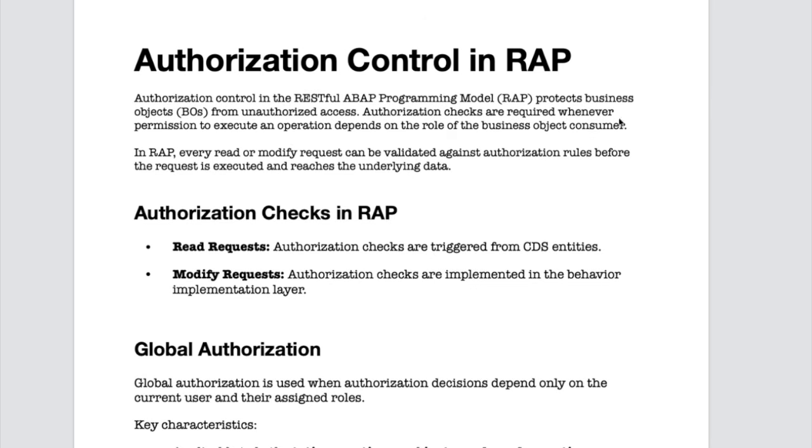Authorization checks are required whenever permission to execute an operation depends on the role of the business object consumer. Okay, so if we want to execute any operation like create, update, delete, for that purpose a user needs proper authorization. Without that the user will not be able to execute the operations or CRUD operations. In RAP, every read or modify request can be validated against authorization rules before the request is executed and reaches the underlying data. So before data save we will perform the authorization.